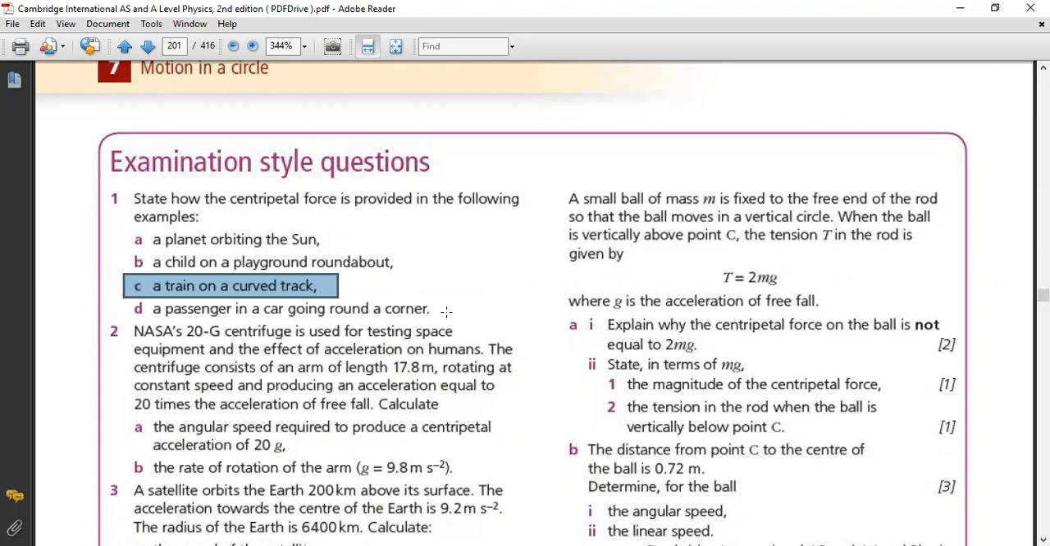I told you that whenever we are in a car, in this case, there can be two sources. There can be two sources. We discussed that.